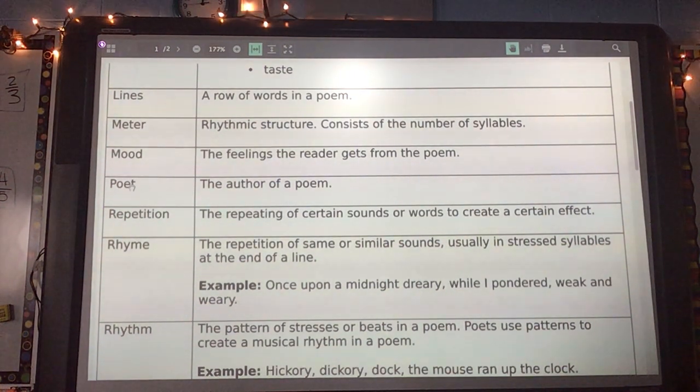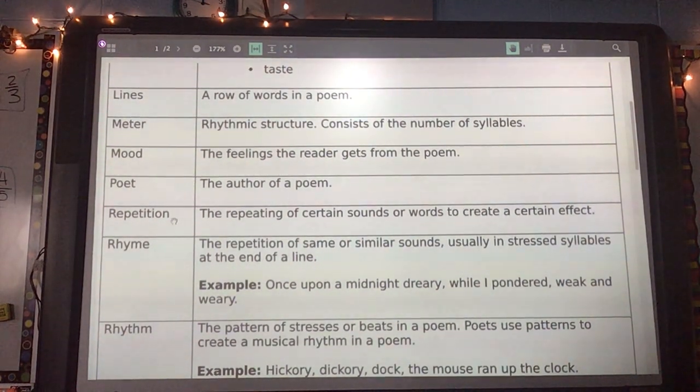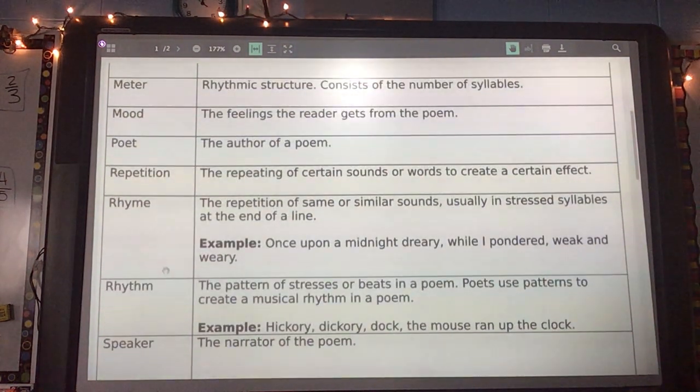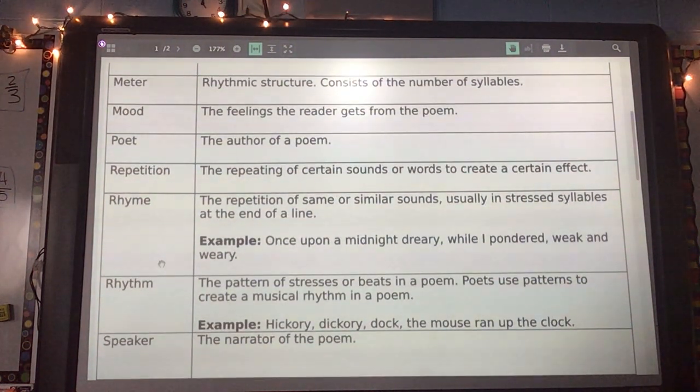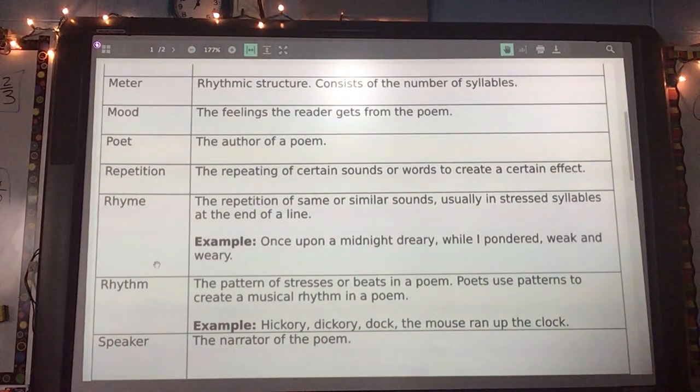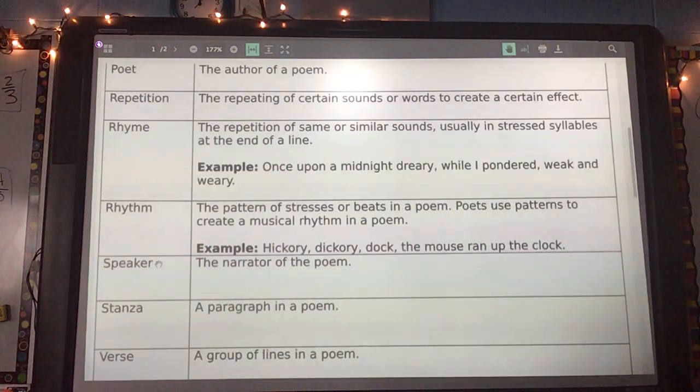A poet is the author of a poem. Repetition means repeating certain sounds or words. Rhyme is, well, you guys know that. For example, once upon a midnight dreary, while I pondered weak and weary. Dreary and weary rhyme, okay? But a very big misconception is that all poems rhyme. They do not. That is just one style of a poem.